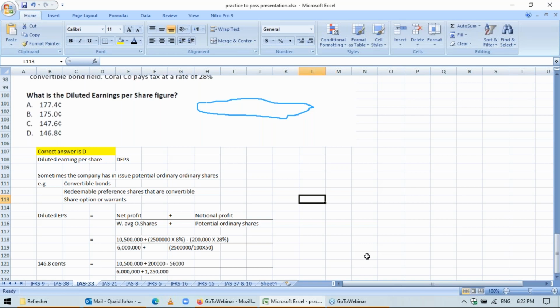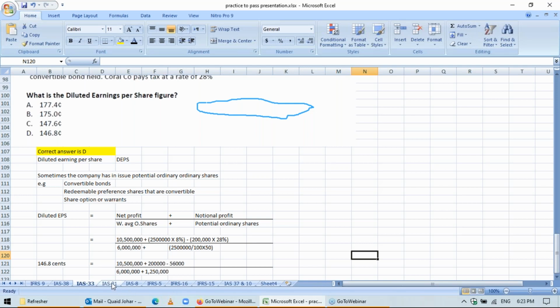So this was about diluted earnings per share. Okay, students, that's the end of EPS. We will be doing some more EPS questions when we prepare the financial statements, because EPS is also asked with the financial statement questions. So you will be doing some more examples over there also. So till now, this is enough.